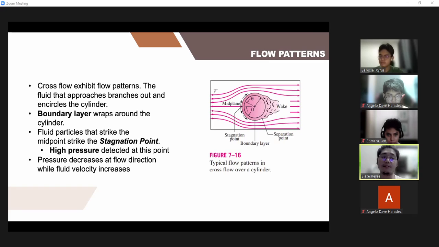Cross-flow over cylinders exhibits flow patterns as seen here in figure 7-16. Fluid that approaches branches, then encircles the cylinder. A boundary layer is formed that wraps around the cylinder. Fluid particles that strike the mid-plane hit a point called the stagnation point. Fluid at that point stops and thus causes a rise of pressure there. The pressure decreases following the flow direction, while conversely, the fluid velocity will increase.